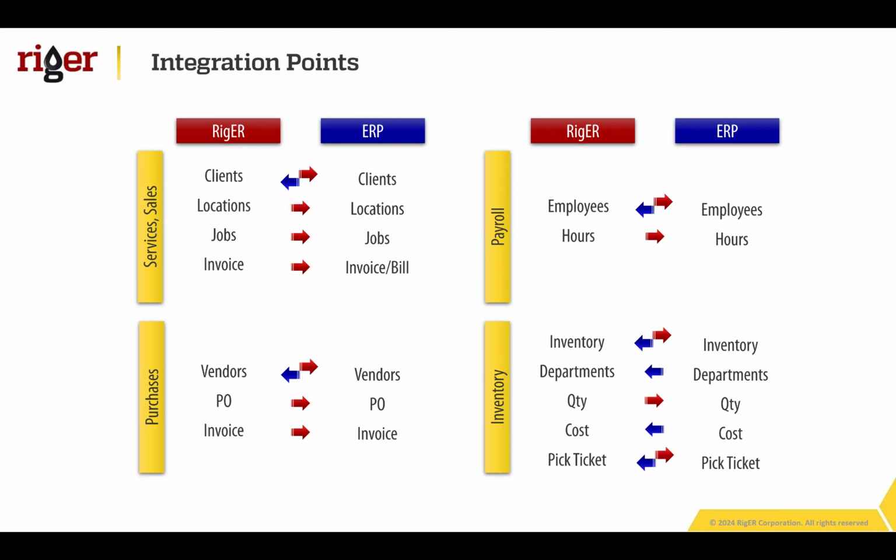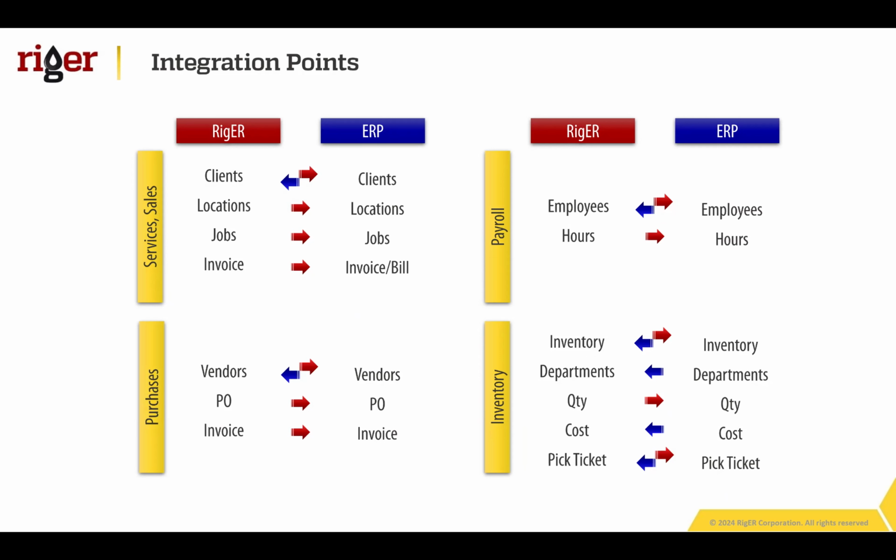Say, for example, sales and services: we have clients, which can flow both ways, from RigER to ERP and from ERP to RigER. Locations only one way, jobs only one way, invoices only one way. Again, it's just an example. The actual integration can be designed in a different way, but I just like to explain how it works.